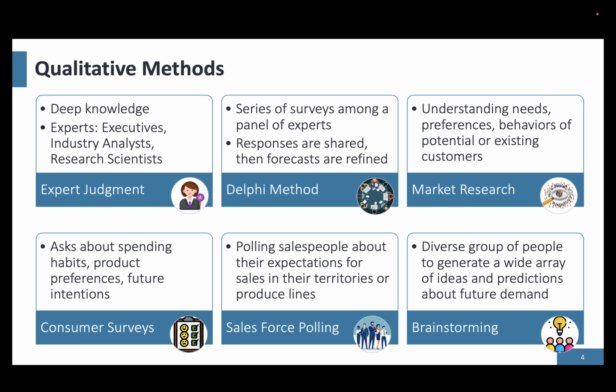Next is the Delphi method. This is more structured, but it still uses expert opinion. And this involves having a series of surveys conducted among a panel of experts. So after each round, the responses are shared anonymously, allowing the experts to refine or fix their forecasts based on each other's feedback. So the goal with this is to eventually get to a consensus. So this is really helpful in situations where diverse opinions might initially exist.